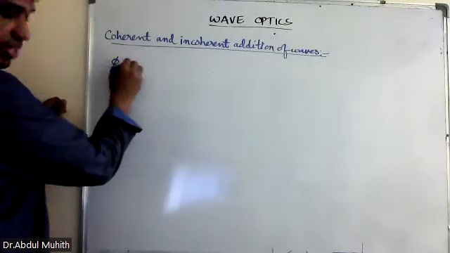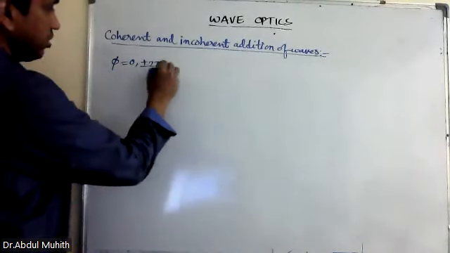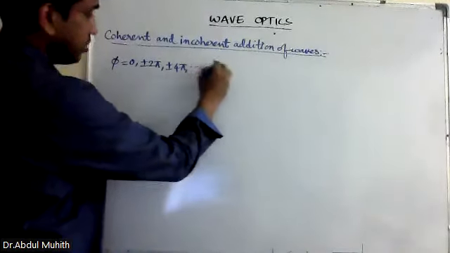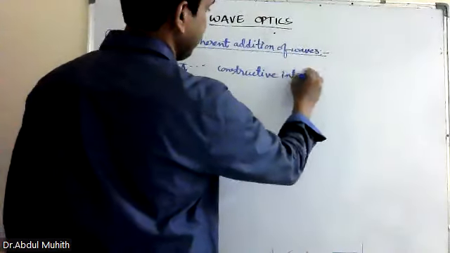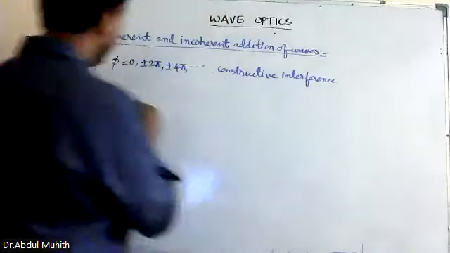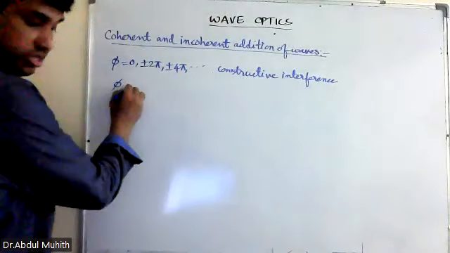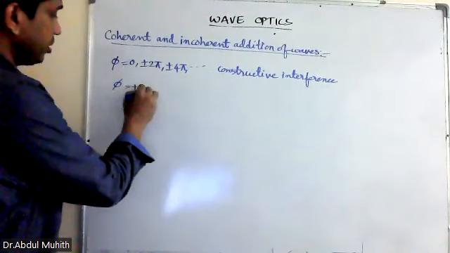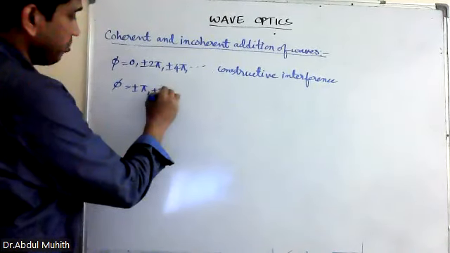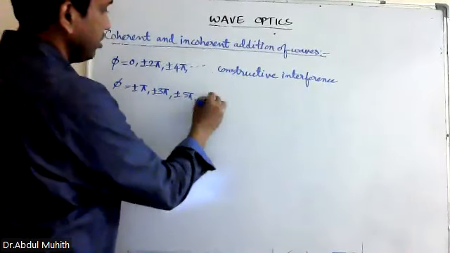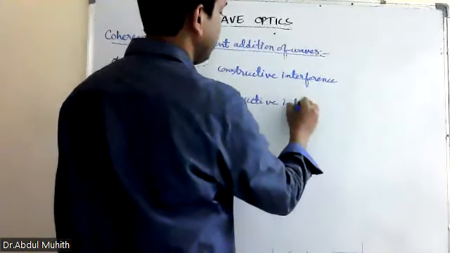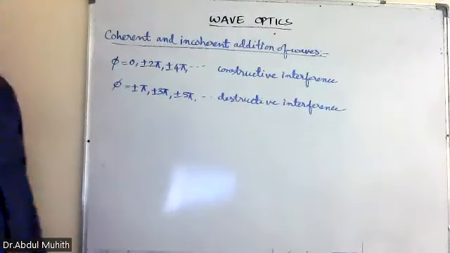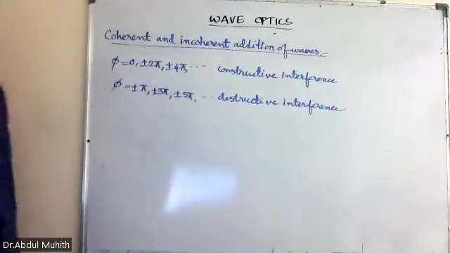If the phase difference phi is equal to 0, plus or minus 2 pi, plus or minus 4 pi, that is said to be constructive interference. If phi is equal to plus or minus pi, plus or minus 3 pi, plus or minus 5 pi, that is said to be destructive interference. So if the phase difference is 0, 2 pi, 4 pi, that is constructive, and pi, 3 pi, 5 pi, that is destructive interference.